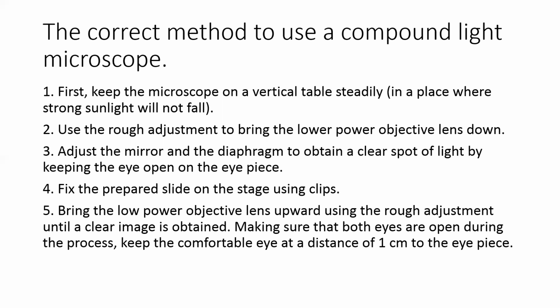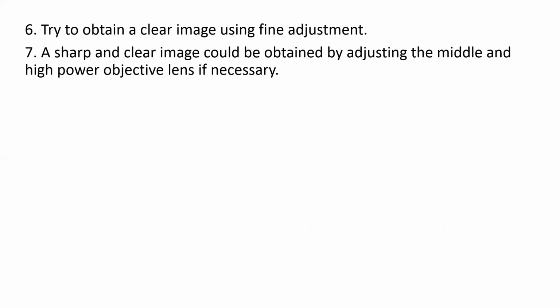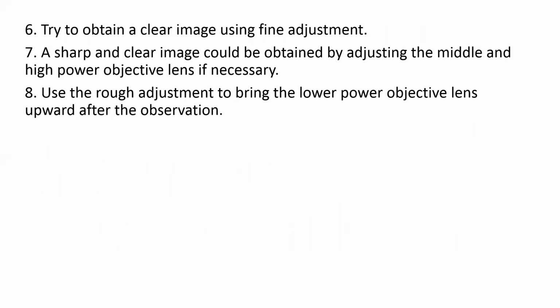Bring the low power objective lens upward using the rough adjustment until a clear image is obtained, making sure that both eyes are open during the process. Keep the comfortable eye at a distance of 1 cm to the eyepiece. Try to obtain a clear image using fine adjustment. A sharp and clear image could be obtained by adjusting the middle and high power objective lens if necessary. Use the rough adjustment to bring the lower power objective lens upward after the observation.